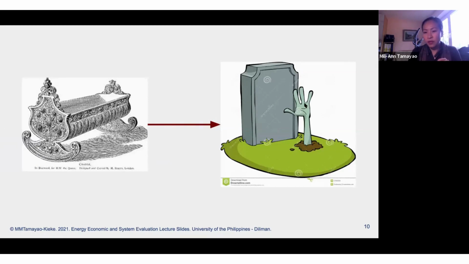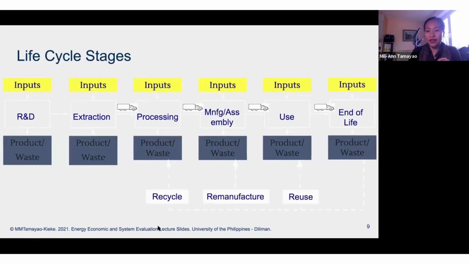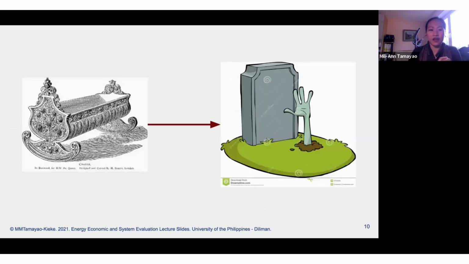Nagustuhan ko tong picture na to kasi merong kamay na parang lumalabas. Gusto niyang ma-resurrect. Yung gusto natin mangyari dun sa recycle, remanufacture, and reuse.